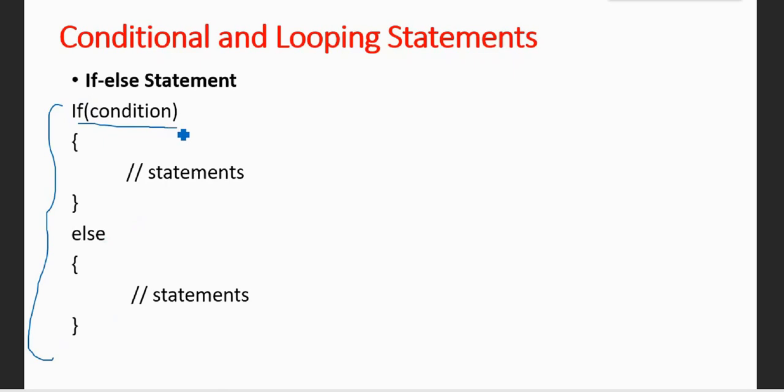So if followed by a condition, then the true statement, then else the false statement. That means if the condition is true, what it has to execute, and if the condition is false, what it has to execute. That part of the code we have to write here.